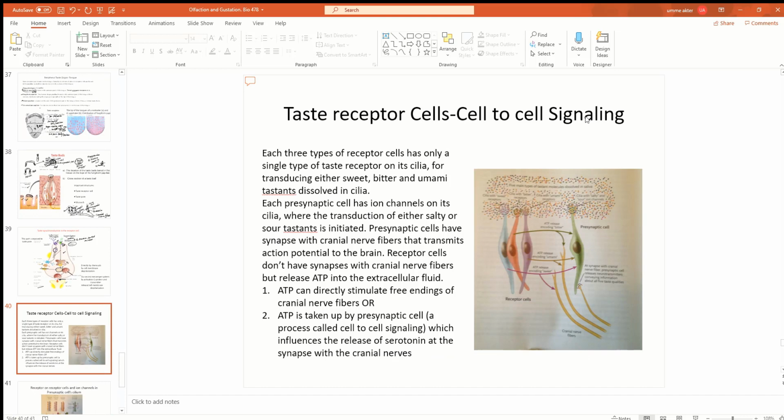Here you see I already explained this, three different types of receptor cells and ATP. It's not very clear here in this picture, and this is the presynaptic cell. Sour and salty would directly open the ion channels here and activate this presynaptic cell. Also, it can be activated by ATP that encodes the taste signal, three different taste signals.